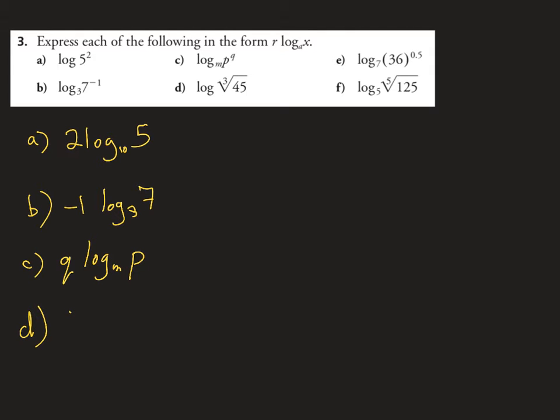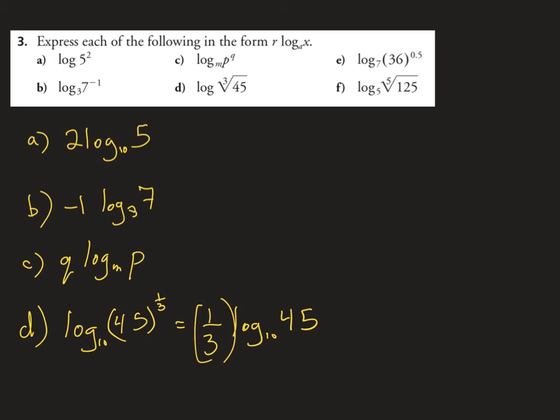All right, so I'm going to take 2 steps for this one. This is going to be log base 10 because it doesn't say anything. It's 45 to the power of 1/3. Just in case you guys forgot that, so this is going to be 1/3 log base 10 of 45. And D, let's go to E. So this is going to be 0.5 log base 7 of 36.